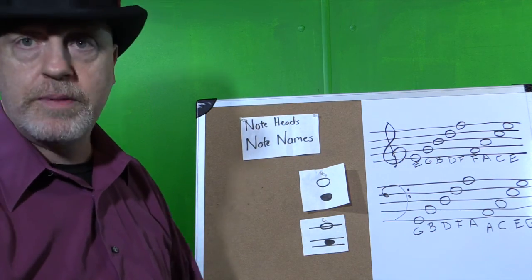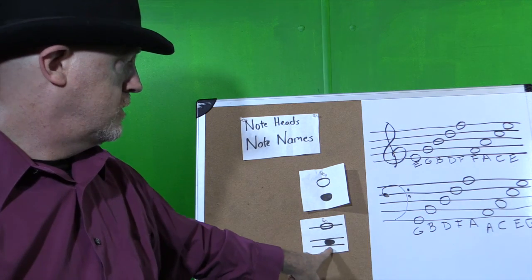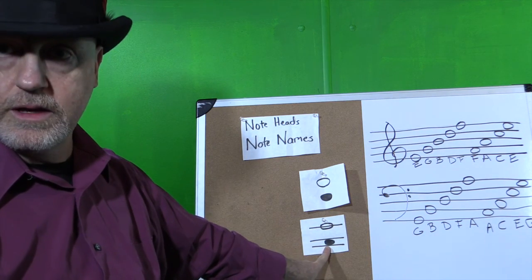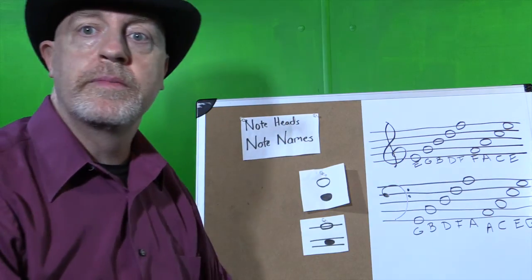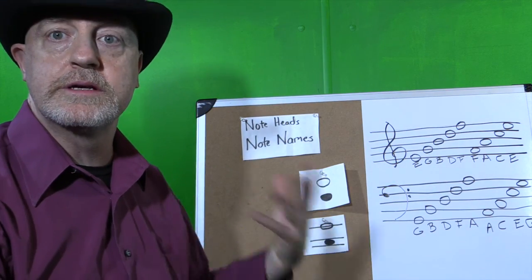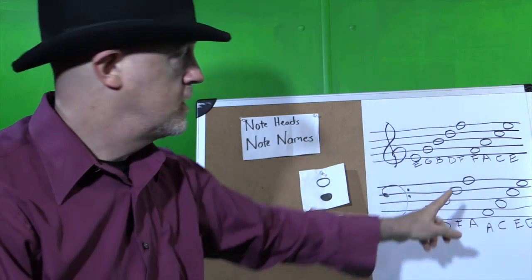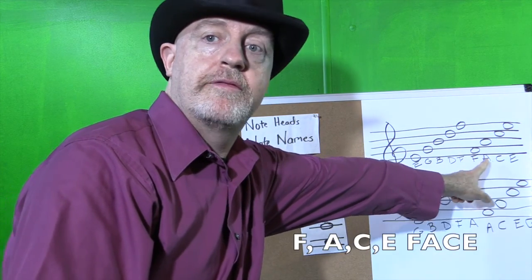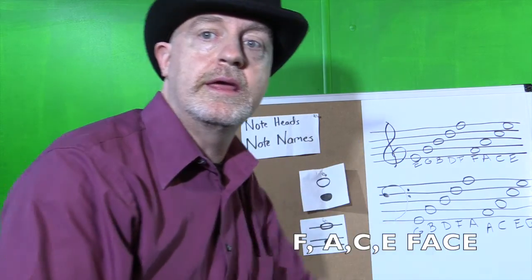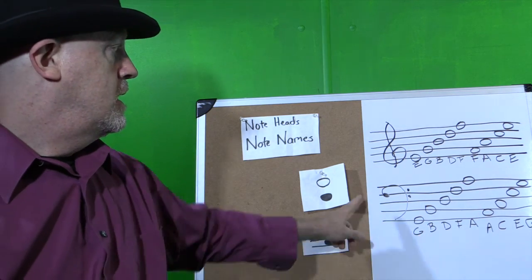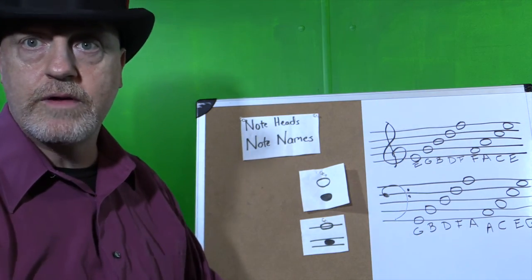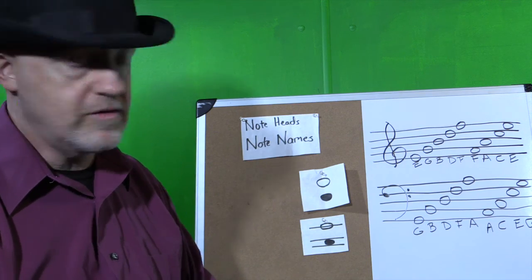Now, the ones in the space, the ones that are between the lines, like this one here, in the treble clef from the bottom up, are really easy to remember because they spell the word face. So from the bottom up, F-A-C-E. Easy, right? Cool.